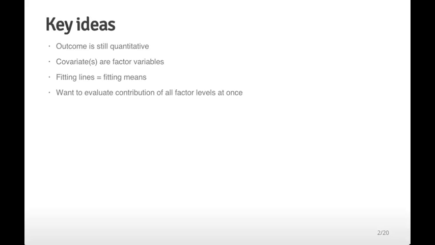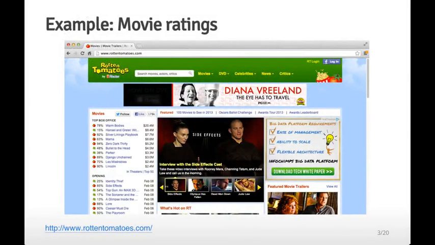And so rather than fitting a continuous line, we're going to be fitting averages to specific levels of the factor. And so fitting lines is equivalent to fitting means when you're using this sort of factor modeling approach. And it's kind of nice because we might want to be able to evaluate the contributions of all the different factor levels at once, in addition to being able to determine specific differences between specific levels of a factor variable. So the example that we're going to be using is data from movie ratings on Rotten Tomatoes.